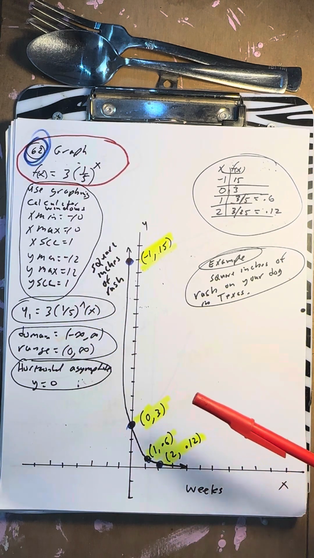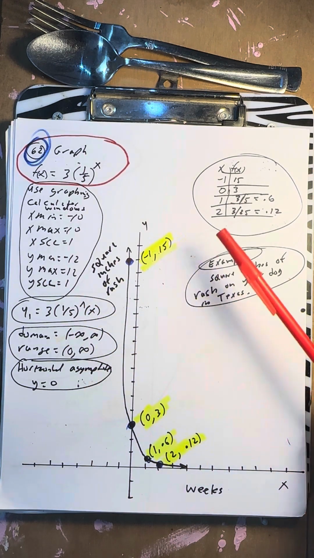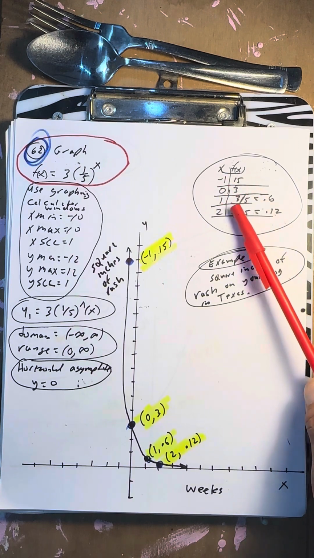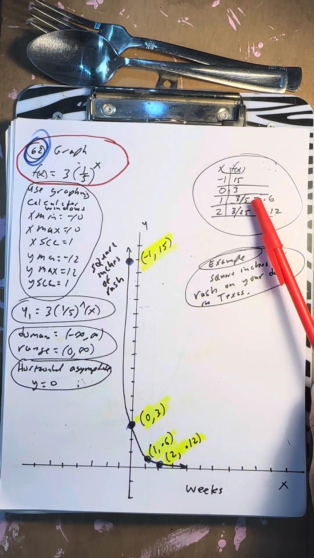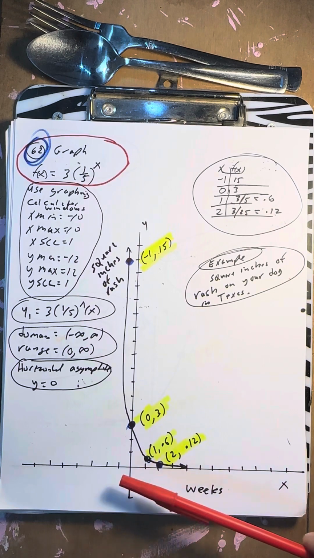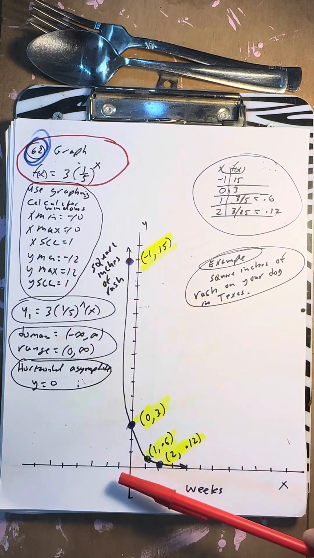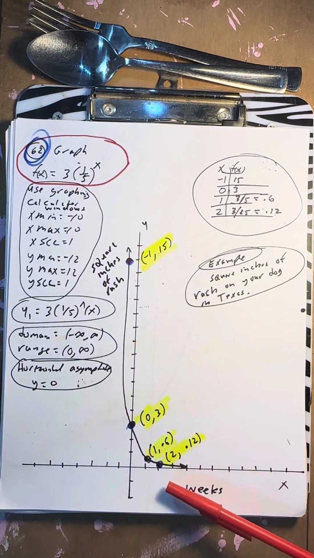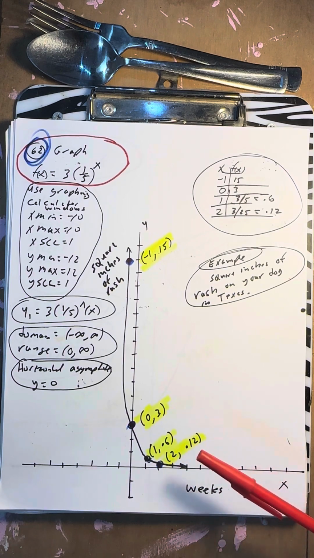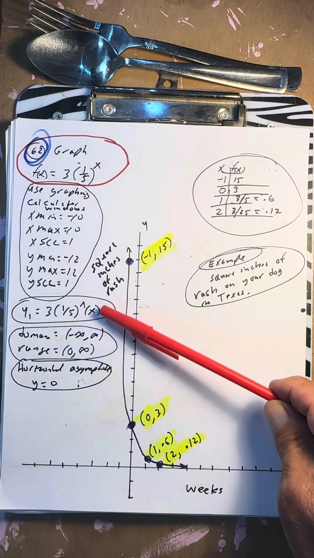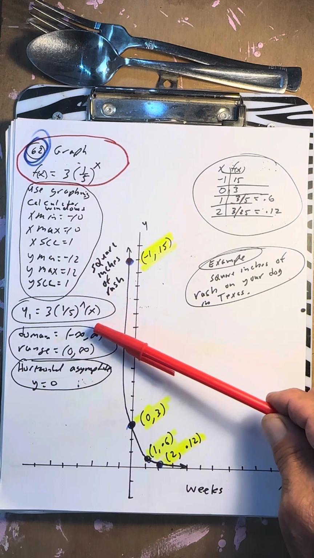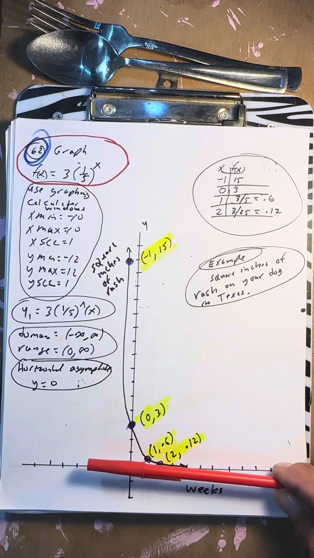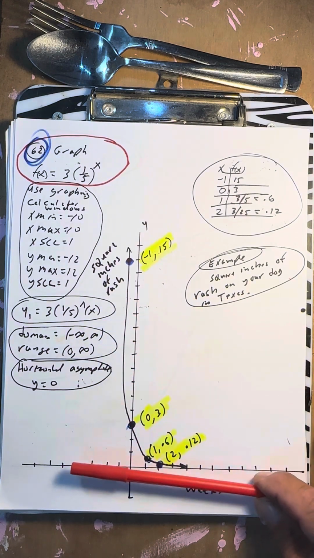Once you do that, you're going to get some points. Once you get those points in your graphing calculator, you put them down. At -1 it's 15, at 0 it's 3, then 1.6, 2.12, and so on, getting smaller like that. So this is the way you put it in your graphing calculator. Domain is all reals, range is from 0 to infinity, and the horizontal asymptote is y equals 0.